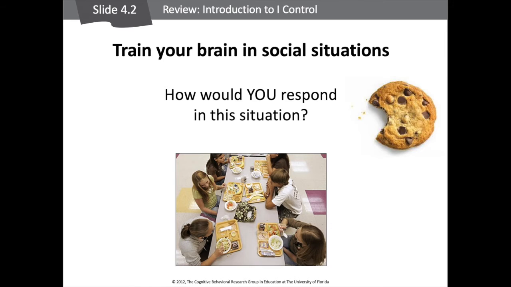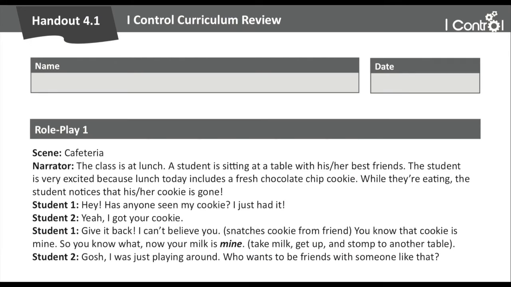Open your workbook to handout 4.1. We're going to practice training your brain in real social situations by doing the first role play. Please think about how you would respond to this situation while I read the role play. Scene, cafeteria. Narrator: The class is at lunch. A student is sitting at a table with his or her best friends. The student is very excited because lunch today includes a fresh chocolate chip cookie. While they're eating, the student notices that his or her cookie is gone.